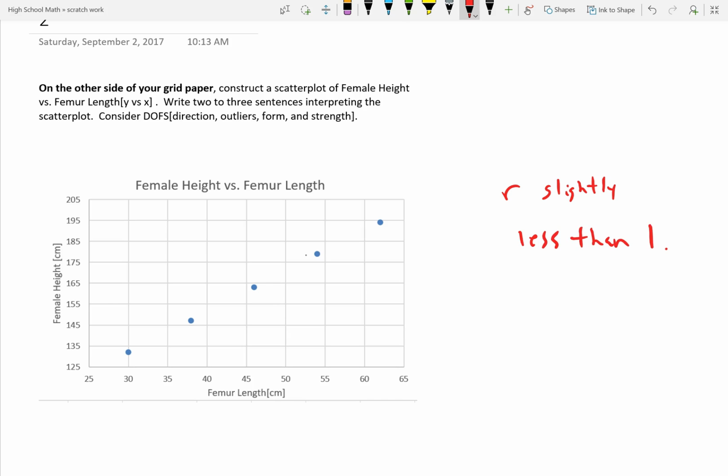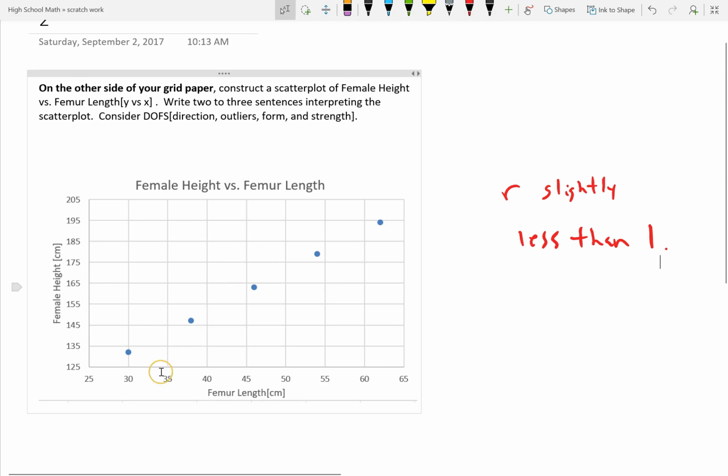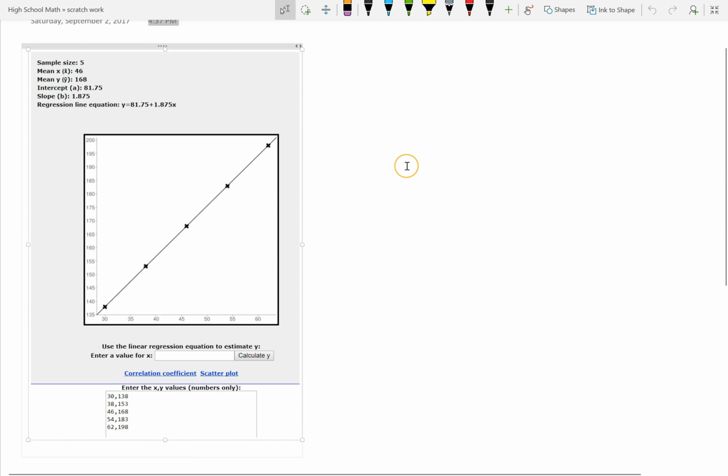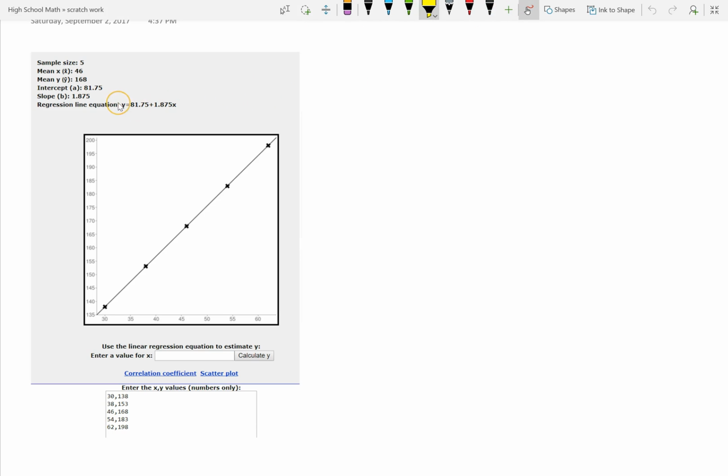Correlation coefficient. No outliers. Problem number 3, we were asked to calculate the regression equation, and using the website that I suggested to you, here you can see our regression equation. It's y equals 81.75 plus 1.875x. This is our first scatter plot, and you can see again these points are in a perfectly straight line.